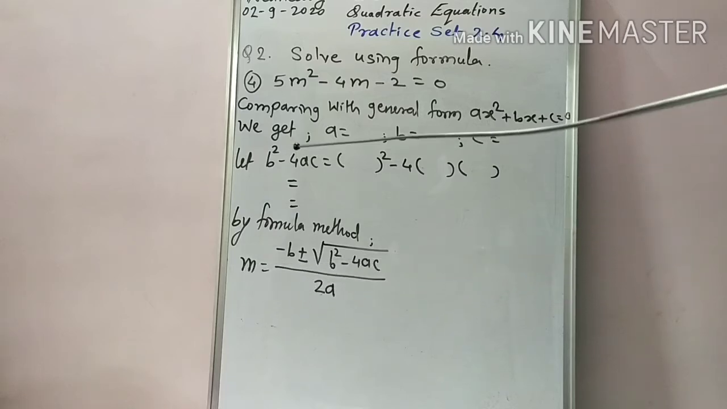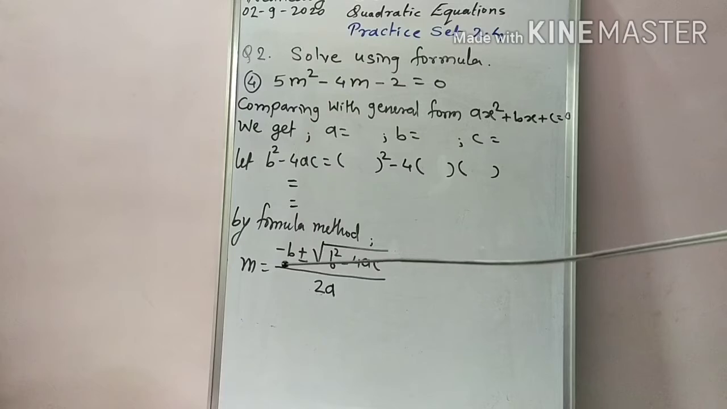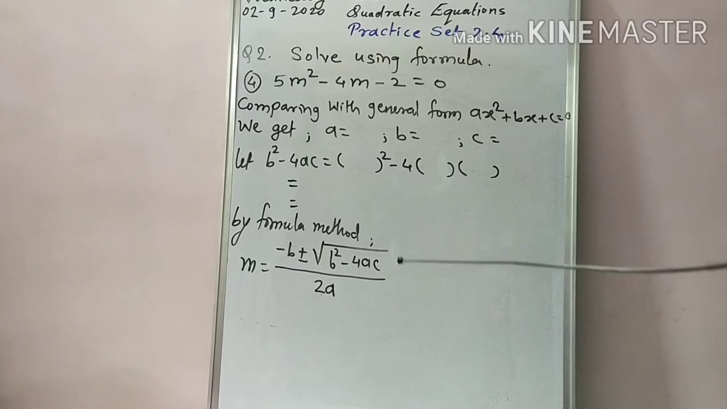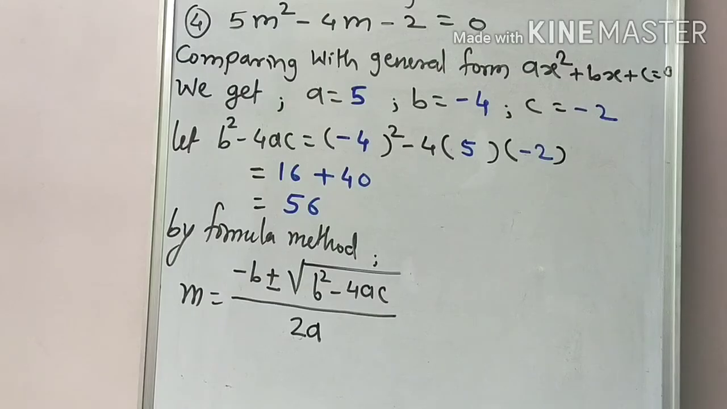M. Now here the variable term is m, so m equals minus b plus or minus square root of b square minus 4ac upon 2a. Using this formula, put the values of those particular terms over here, and you will get the solution. Okay, so do try it, students. First find the discriminant value. Is it correct?